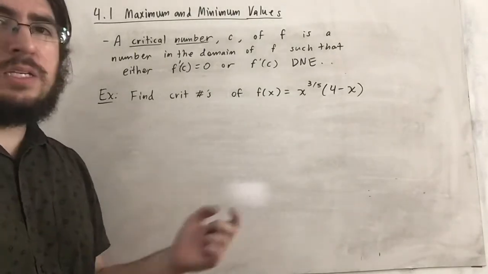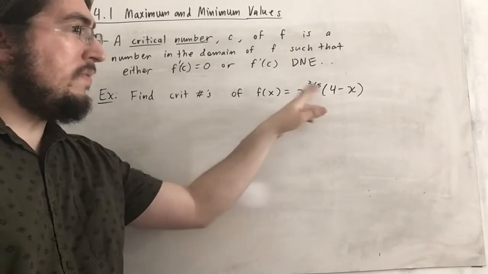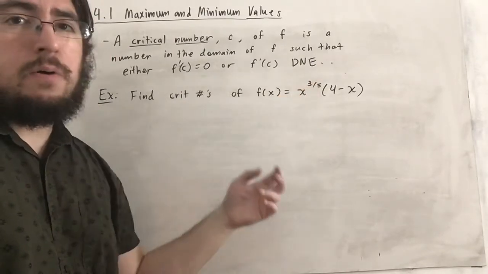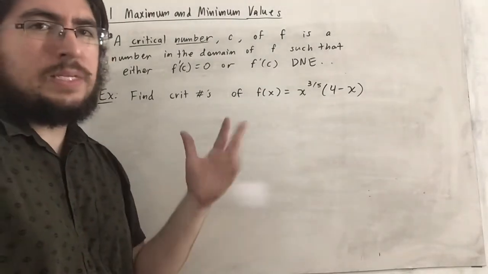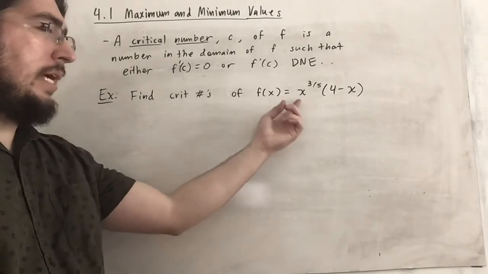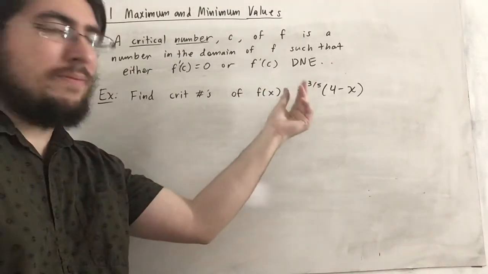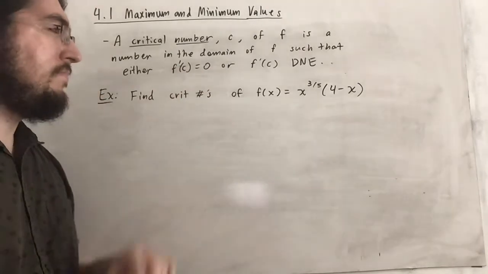Now in this case we can do that. Notice the domain of f here is all real numbers, because even though it has a fraction power, the denominator is odd, meaning it's an odd root, and that accepts negatives in the domain. So you can plug in a negative for x basically. So there's no issue with the domain there.